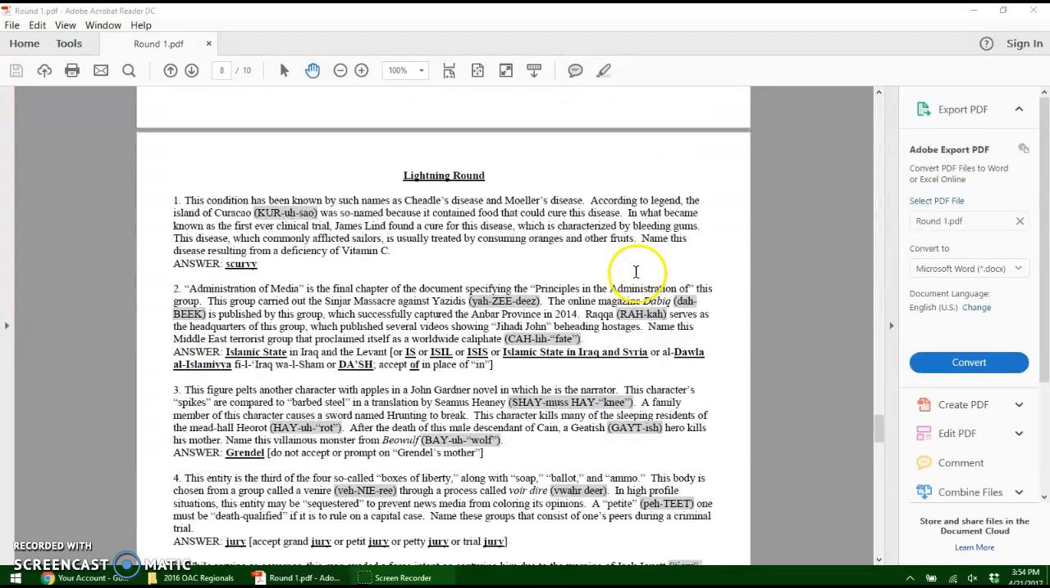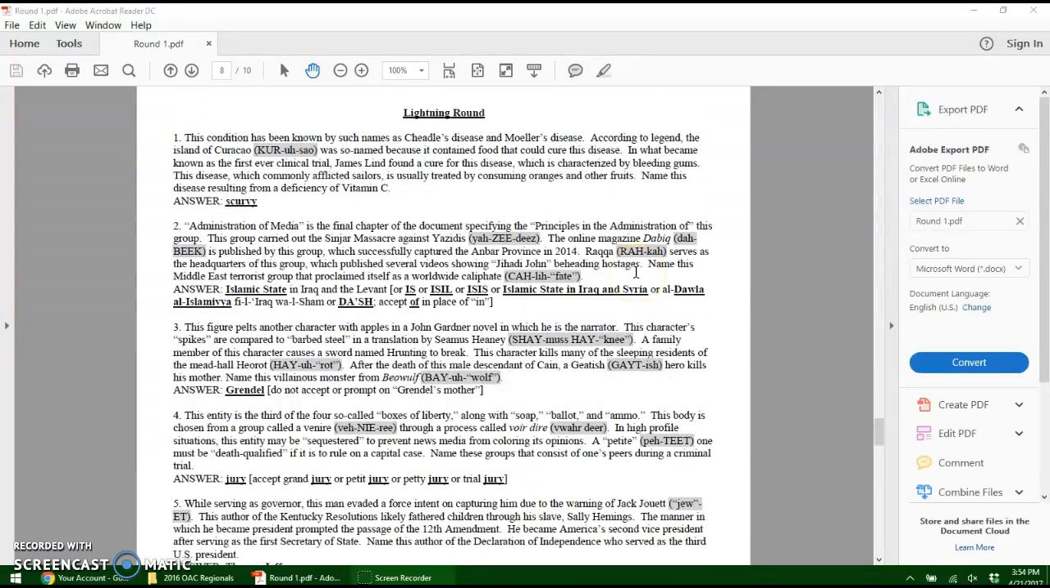The final round consists of 20 toss-up questions. These toss-up questions are similar to the toss-up questions from the category round. They'll work the exact same way, except the timing on these lightning or final round questions is only 5 seconds. So after you get done reading the question, you will only put 5 seconds on the timer.